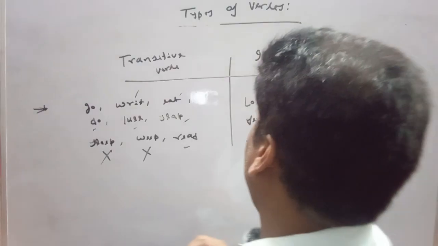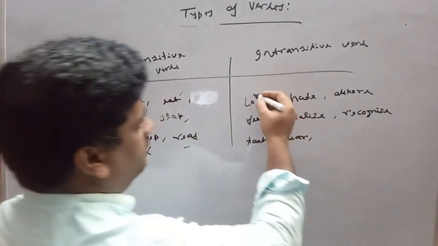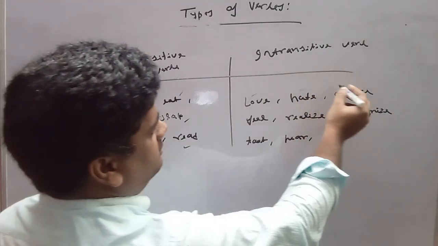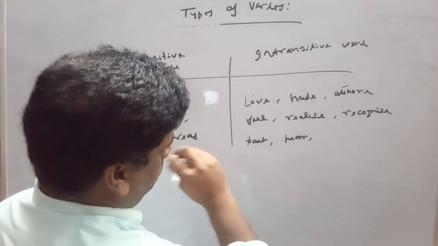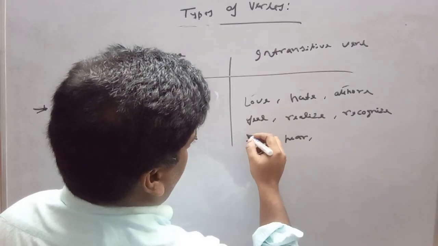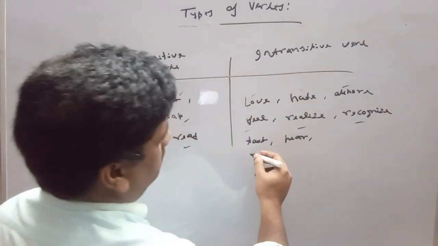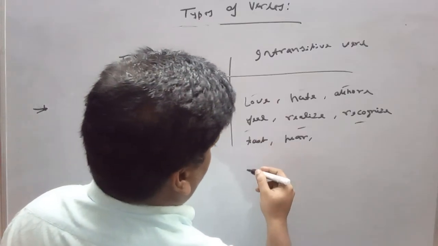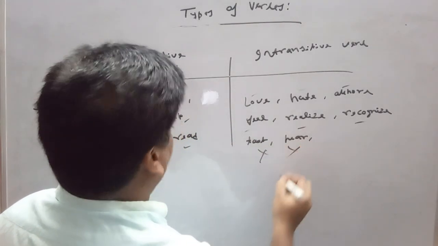But in the case of love, transitive verb; hate, transitive verb; abhor, transitive verb; feel, transitive verb; realize, transitive verb; recognize, transitive verb; taste and hear, it is not a transitive verb.